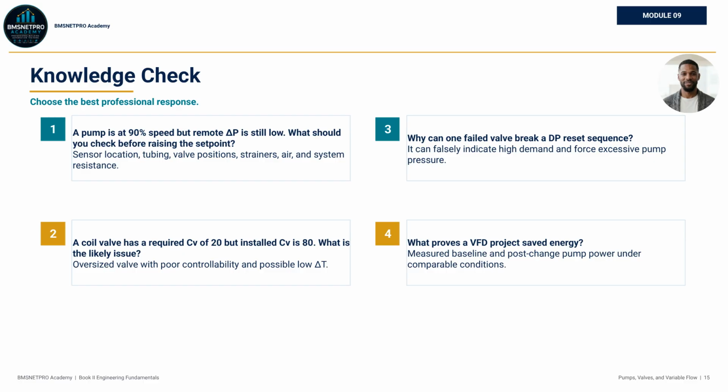Before we close, answer these questions. If a pump is near full speed but remote differential pressure is low, do not simply raise the set point. Check the sensor, tubing, valve positions, strainers, air, and system resistance. If a valve is oversized, expect poor control and possible low delta T. If a reset strategy uses the most open valve, one failed valve can force the whole system to maximum pressure. And finally, a VFD project is not proven by the presence of a drive. It is proven by measured power reduction under comparable operating conditions.